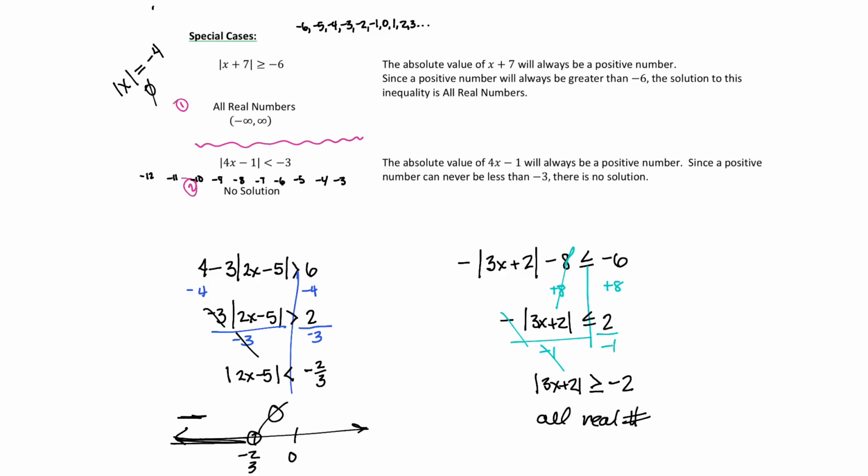Why? Because absolute values need to be positive, basically, other than 0, so positives. Every positive number is greater than any negative number. No matter what I put in here, it will be true. Okay, and then you could put this on a number line and you could do the interval notation.